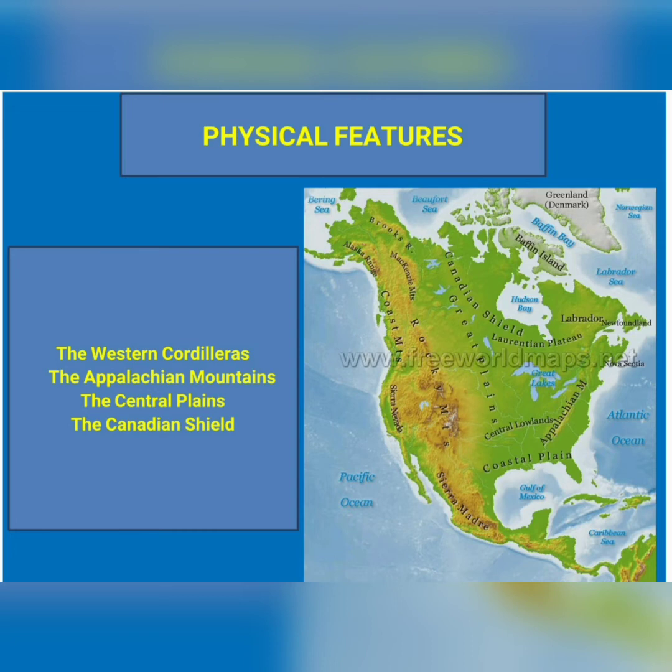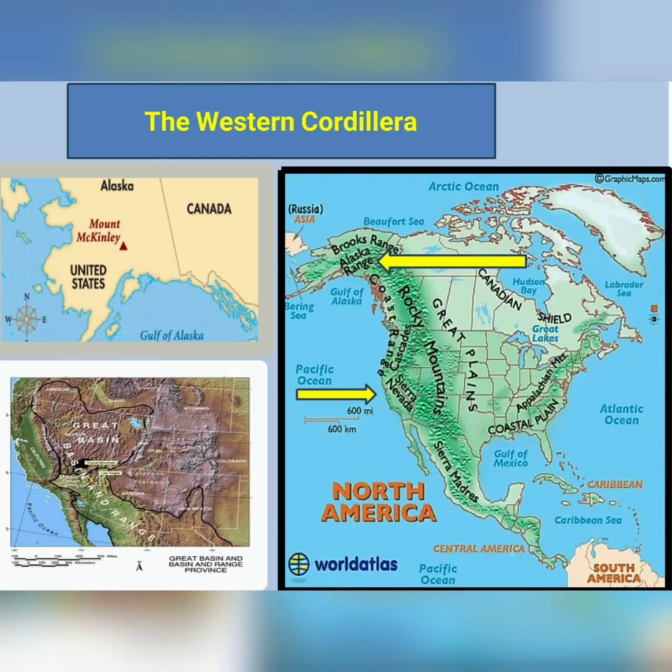A number of plateaus are situated in this area. Most of these plateaus are intermontane plateaus. They are so named because they are surrounded by mountains. The largest among these plateaus is the Great Basin, and this is the largest intermontane plateau of the continent. Colorado Plateau extends to the south of the Great Basin.